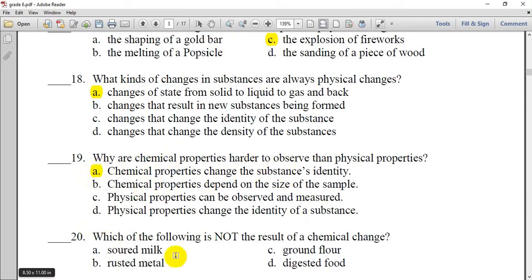Question 20. Which of the following is not the result of a chemical change?